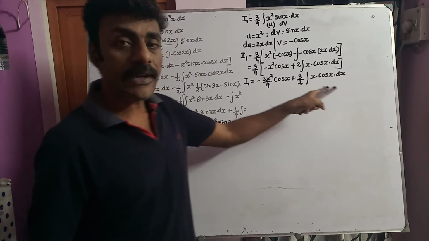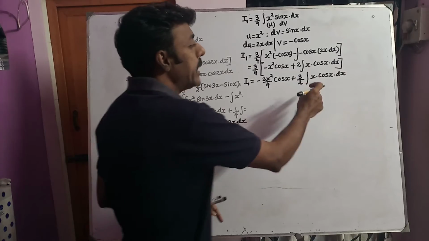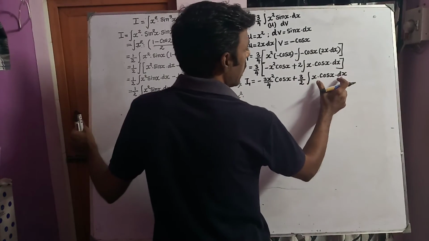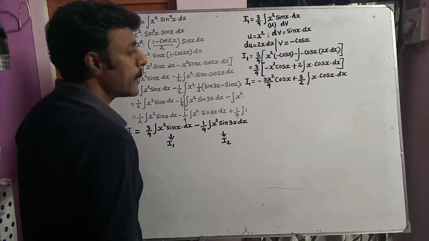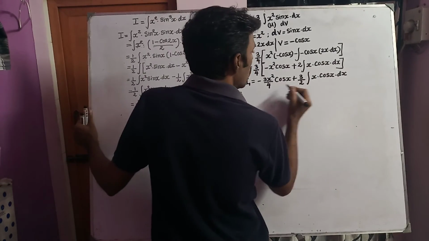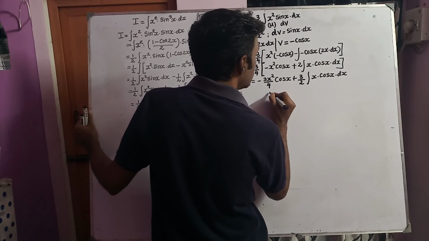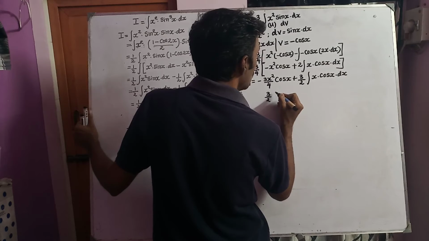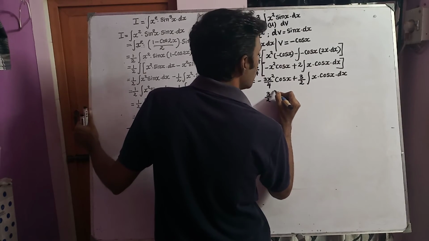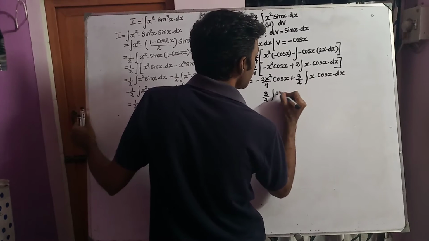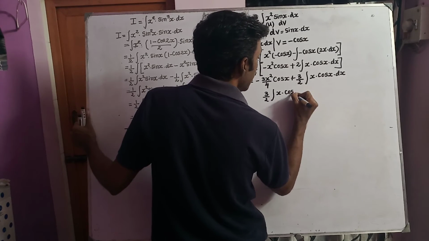Now I have an integral here, so I'm going to evaluate this integral. So let us evaluate this integral. If I integrate this, let it be 3 divided by 2 of this integral, that is integral of x into cos x into dx.